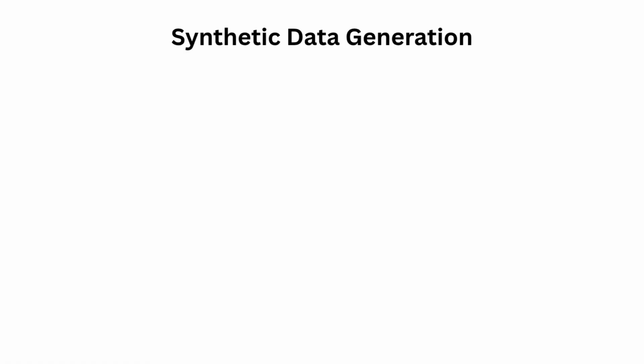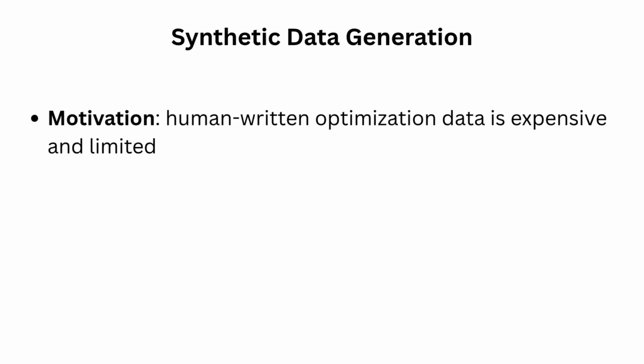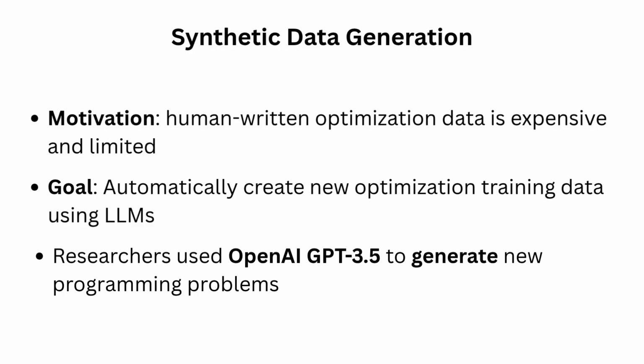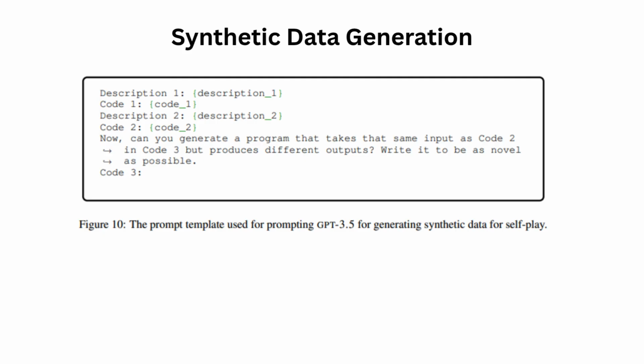Finally, the last dataset strategy discussed in the paper is synthetic data generation. The main motivation here is cost. Collecting large amounts of high-quality human-written optimization data is extremely difficult and expensive. So the researchers explored whether they could automatically generate new training examples using language models themselves, and this process is surprisingly sophisticated. The first step was to use OpenAI GPT 3.5 to generate entirely new competitive programming problems. To do this, they prompted GPT 3.5 with examples from the Pi dataset, including both problem descriptions and accepted solutions, and asked it to create novel programming tasks.